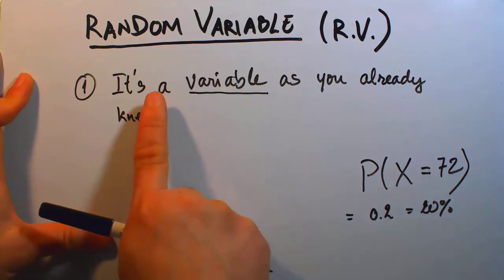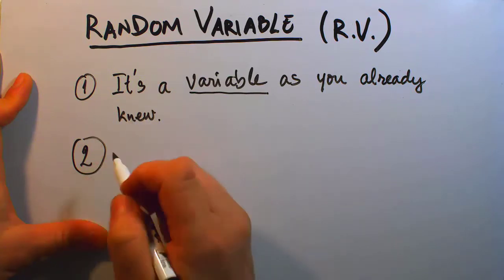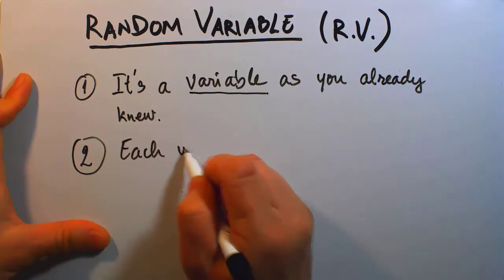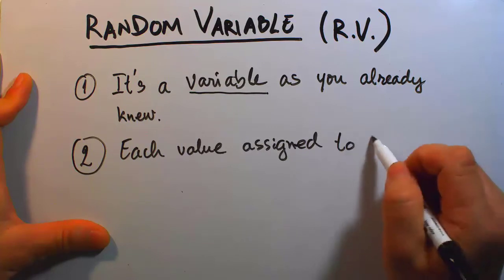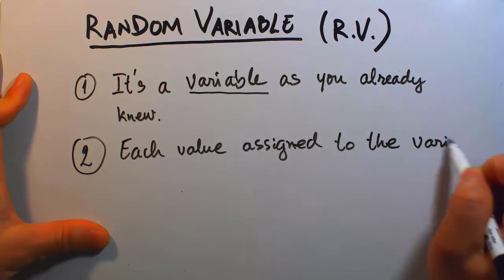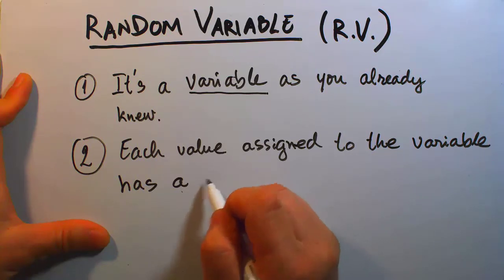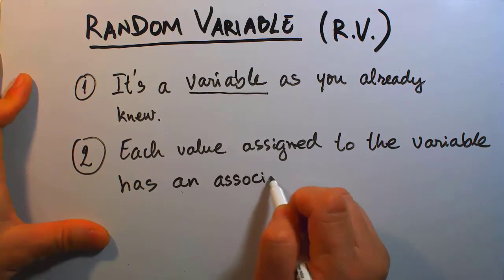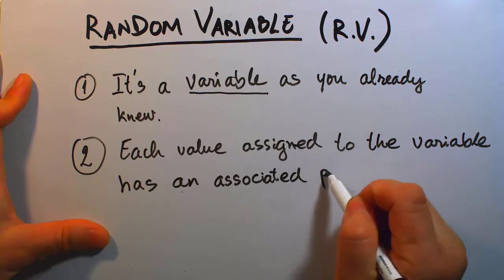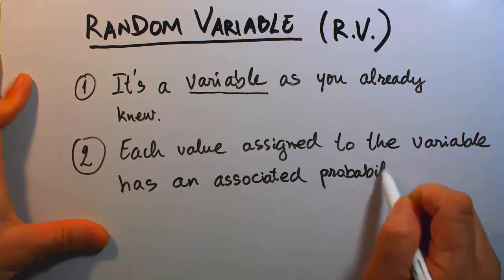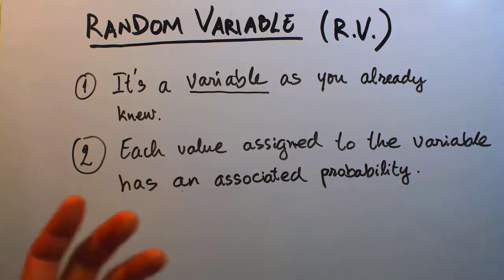Our random variable here, besides being a variable as we already knew it, has requirement number 2, which says each value assigned to the variable has an associated probability. So each value that we give to our variable, there's a probability that we have to consider.